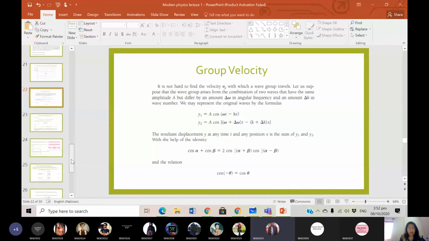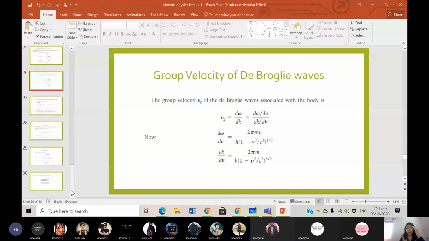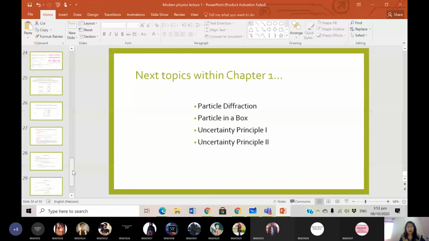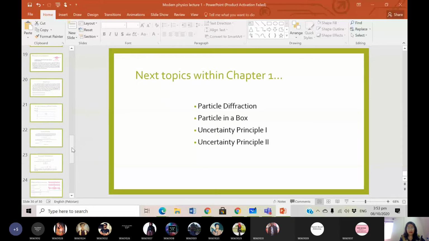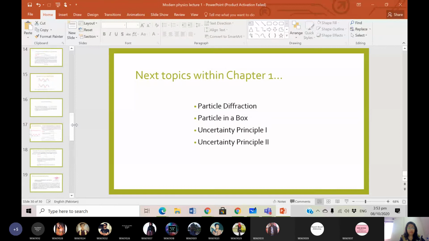और फिर उसके बाद we have other topics like particle diffraction, particle in a box, and uncertainty principle 1 and 2. This is part of the chapter wave properties of particles, and then we will do quantum mechanics, and then we will do other chapters as well. ठीक है? Any questions? No, ma'am.